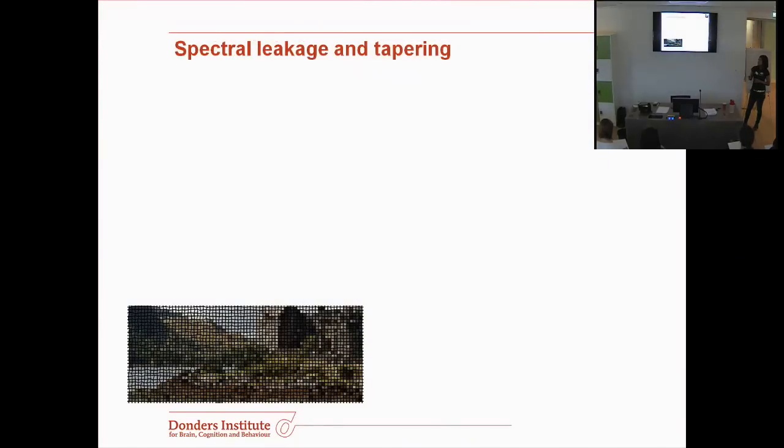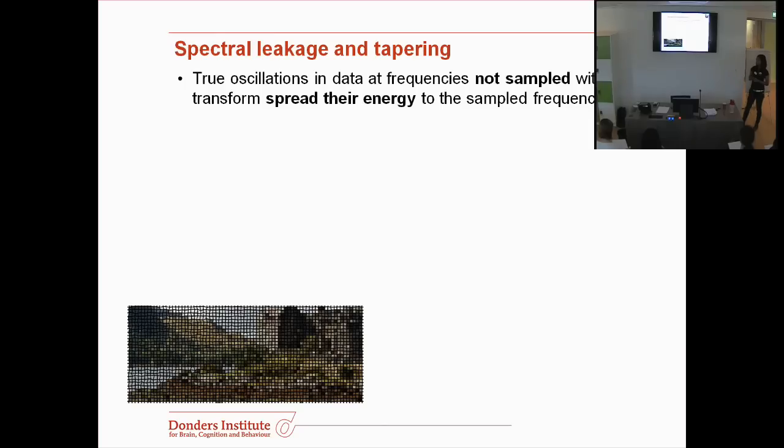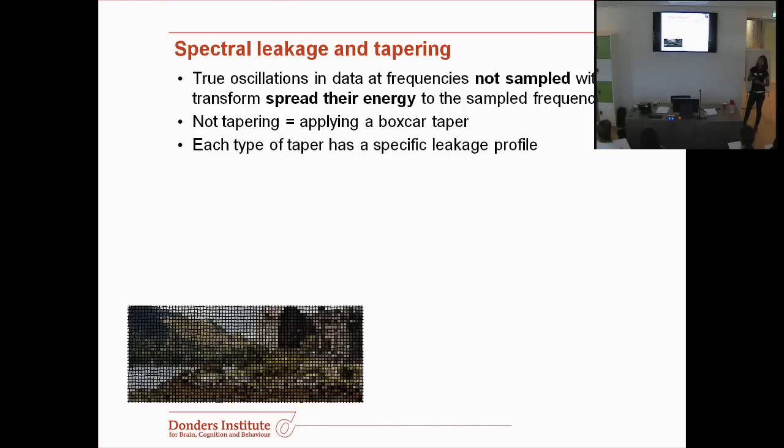So this brings us to spectral leakage. Finite and discrete sampling leads to the issue of spectral leakage. And what is spectral leakage? Well, spectral leakage is when the true oscillations in your data at frequencies not sampled with the Fourier transform will spread their energy to the sampled frequencies. And this is the same as implicitly applying a boxcar taper. And the thing is, each taper has its own specific leakage profile.